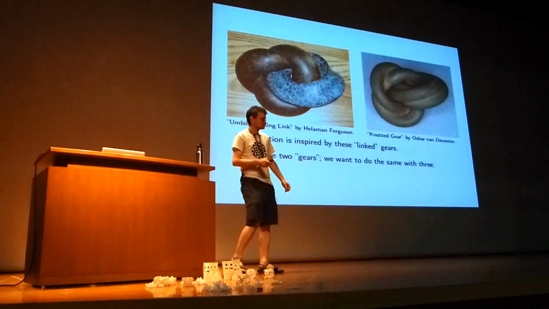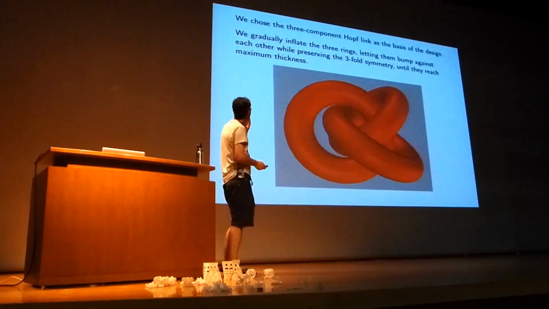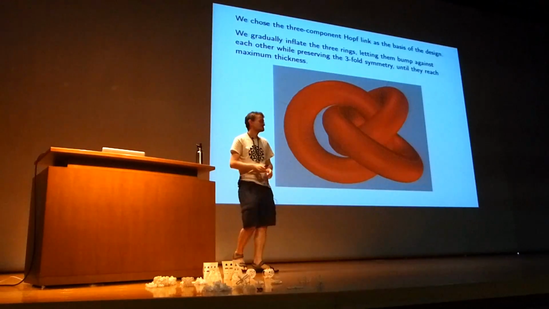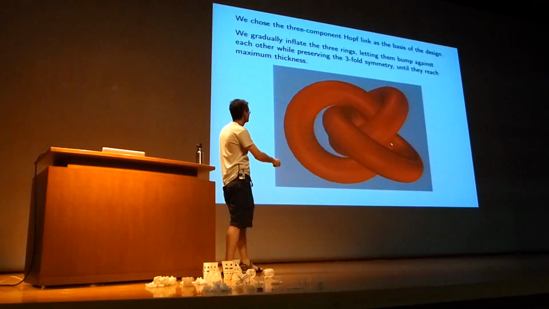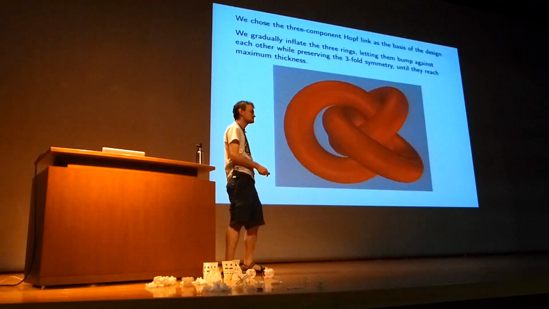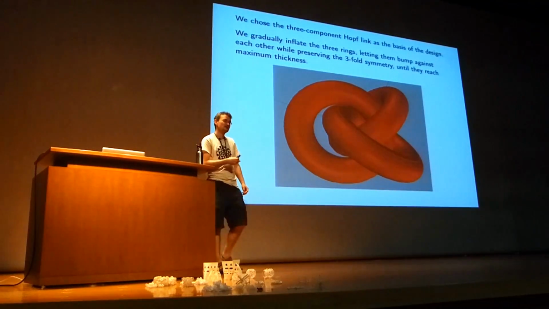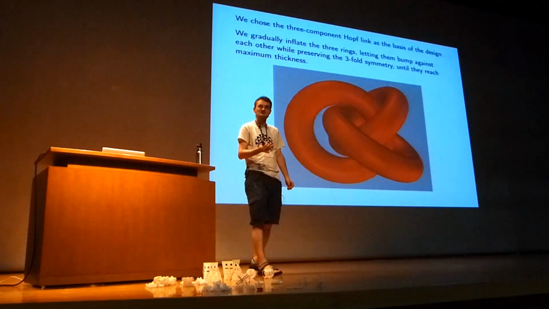And so how did we do this? We chose the 3-component Hopf link as the basis of the design. Here's a picture of it. Each pair of rings is linked with each other. Incidentally, we had to use this link rather than the Borromean rings, as people always think it should be.